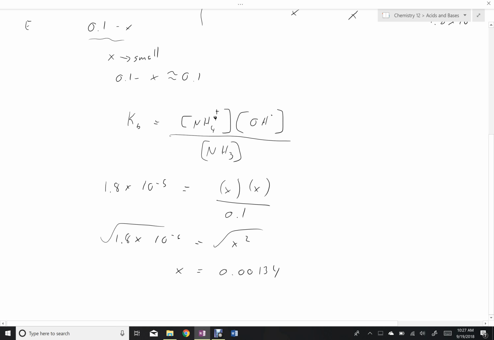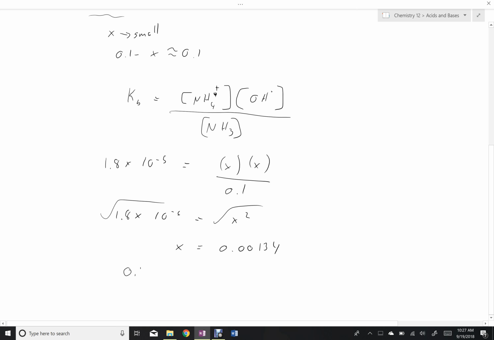So remember, my initial assumption here was that 0.1 minus x should be approximately equal to 0.1. So 0.1 minus that works out to 0.0986, and that's really close to 0.1. So that's really close, so the approximation is very good in this condition, which means this prediction for the change is a very good prediction.